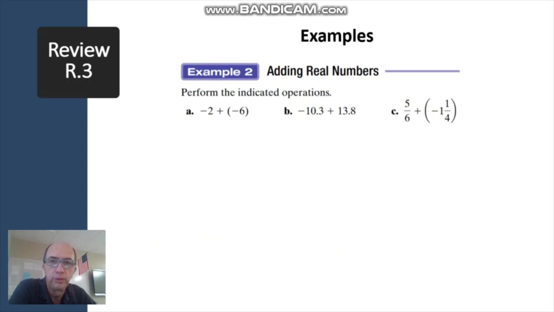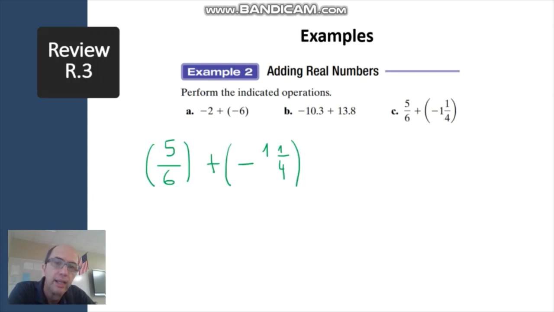Let's work on letter C, and letter C is a little bit trickier. The first ones, letter A and letter B, are kind of simple, but now we have two fractions, and we have 5/6 plus negative 1/4. And the first thing we're going to do, check this one here. Let's change this into a fraction with just one numerator and one denominator.